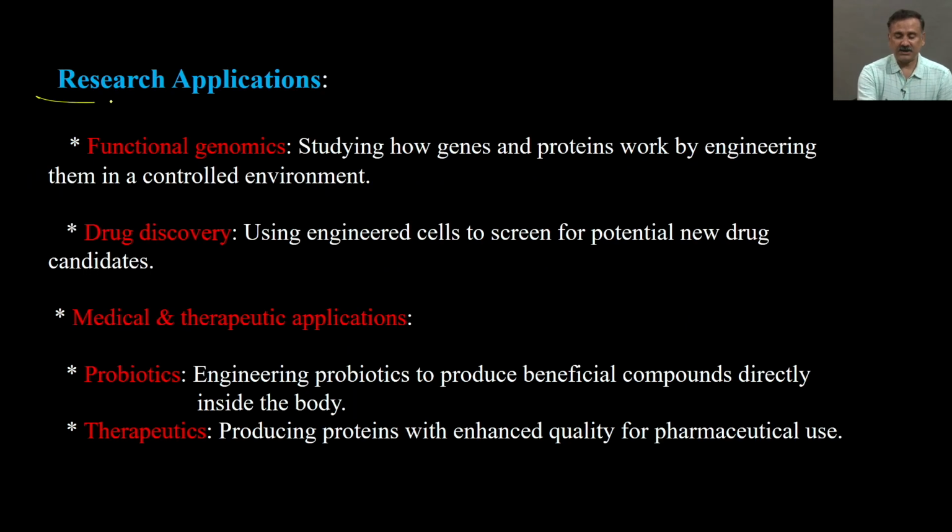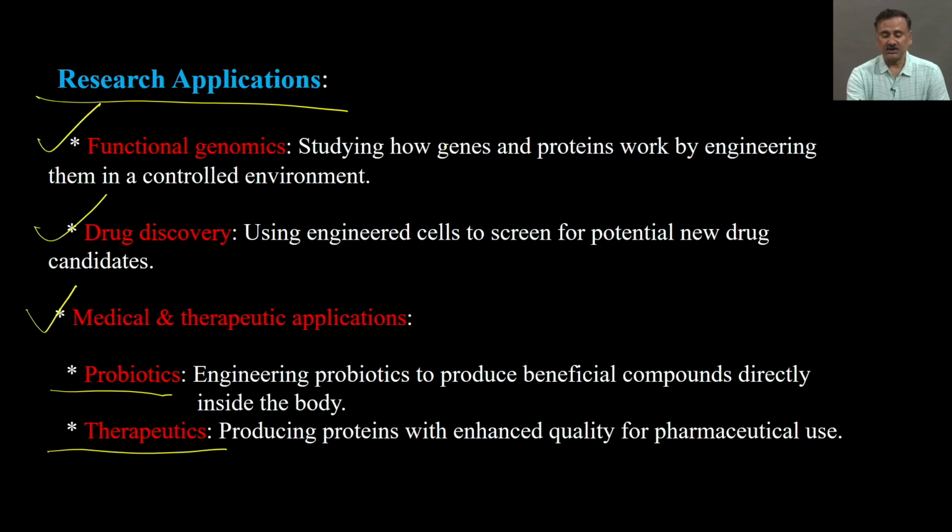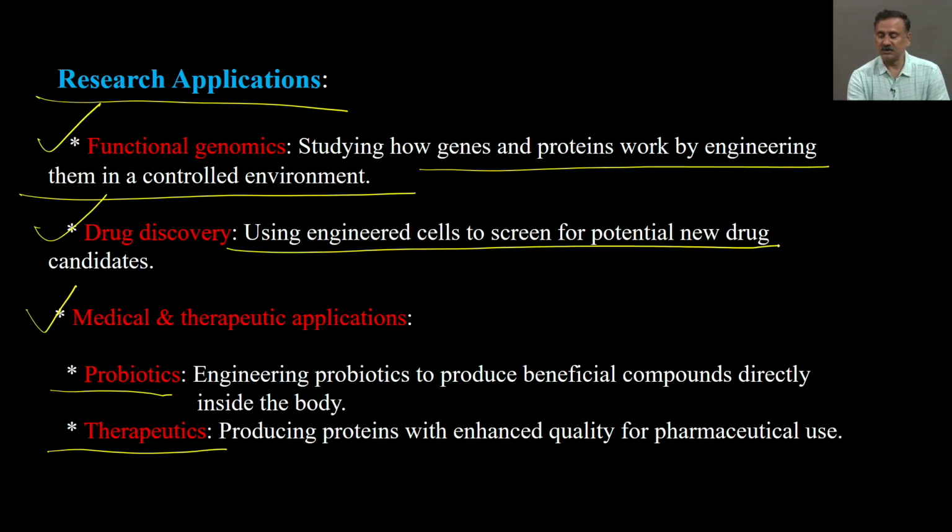Then we also have applications in the research field. So, you can use functional genomics, you can do drug discovery, and you can use this for medical and therapeutic applications, like producing prebiotics or therapeutic proteins. So, in the research applications, you can study how genes and proteins work by engineering them in a controlled environment. For drug discovery, you can use the engineered cells to screen for potential new drug candidates. For example, you can use that for producing random molecules, and then these molecules can be extracted from the particular host, and then they can be tested for different types of applications.